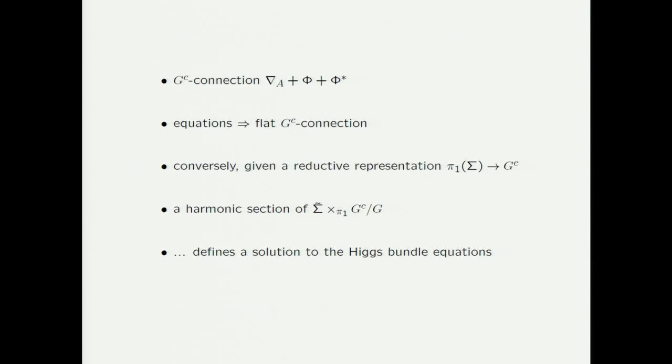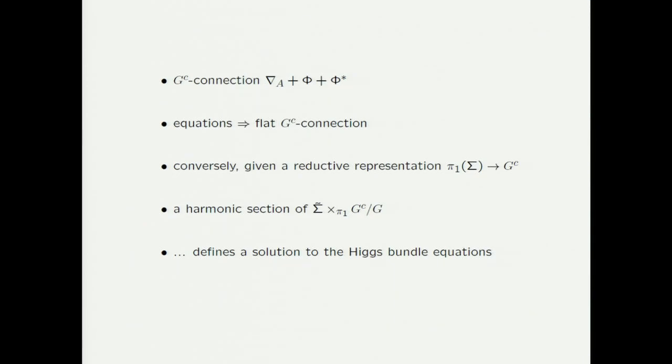If G is the unitary group, then this is a unitary connection, but phi plus phi star is self-adjoint rather than skew-adjoint. So this way, what you get is a connection with holonomy in the complexified group, G_C. And the equations, when you spell them out, tell you that this is a flat G_C connection. So from a Higgs bundle, which is a complex holomorphic object, if you can solve the equations, then you find yourself with a flat connection, and therefore a representation of the fundamental group into G_C.